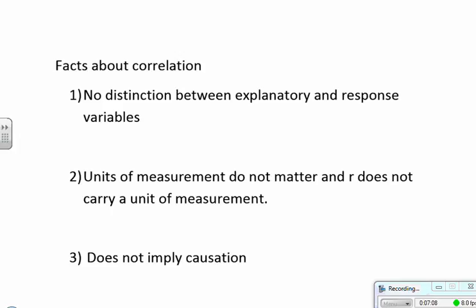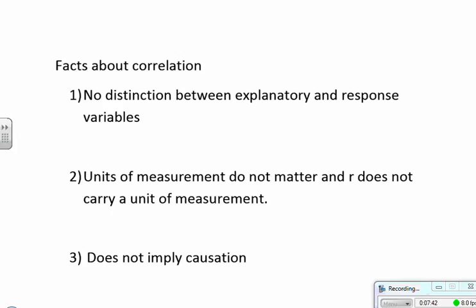Now, things to know about correlation. Okay, when you calculate an R number, your calculator is not making a distinction between the explanatory and the response variables. It doesn't matter in terms of correlation which one you put where. If you flipped those variables around and put manatees on the X and boats on the Y, you would get the exact same R value regardless of which one went where.